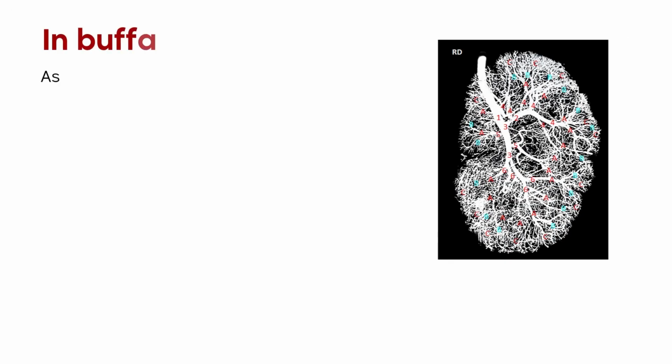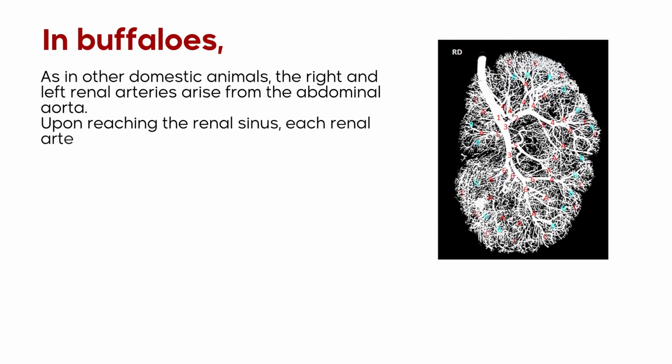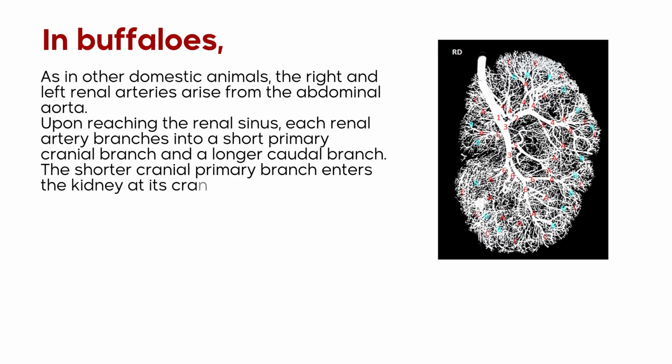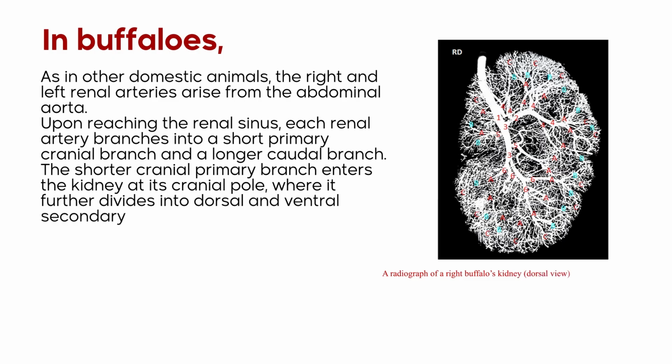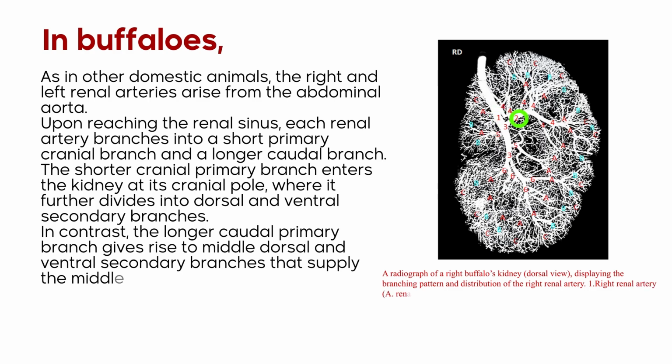In buffaloes, as in other domestic animals, the right and left renal arteries arise from the abdominal aorta. Upon reaching the renal sinus, each renal artery branches into a short primary cranial branch and a longer caudal branch. The shorter cranial primary branch enters the kidney at its cranial pole and further divides into dorsal and ventral secondary branches. In contrast, the longer caudal primary branch gives rise to middle dorsal and ventral secondary branches that supply the middle region of the kidney.